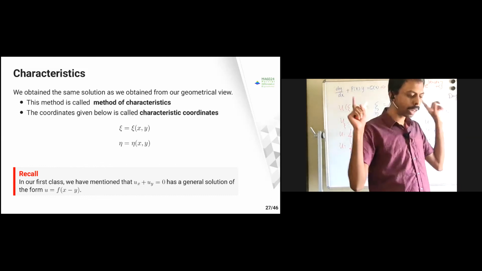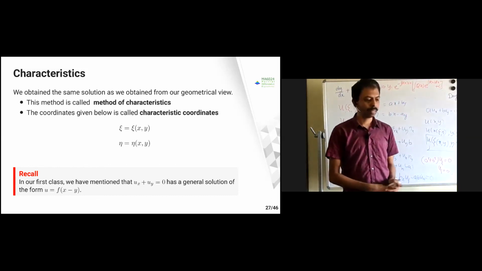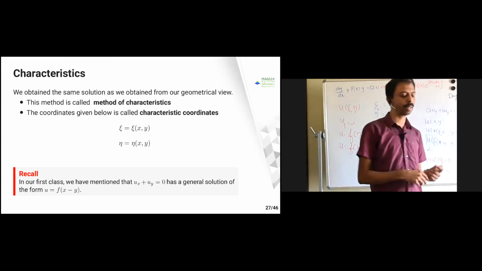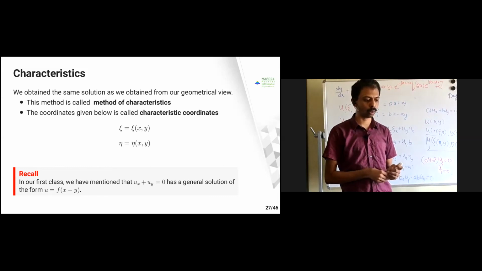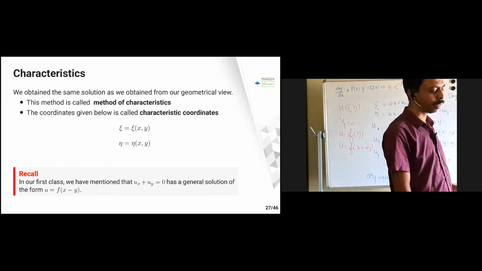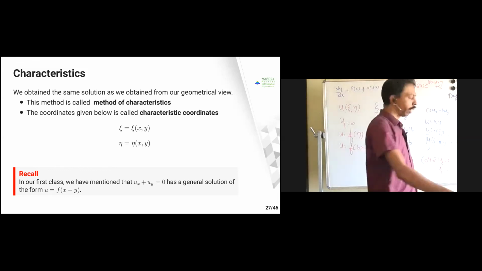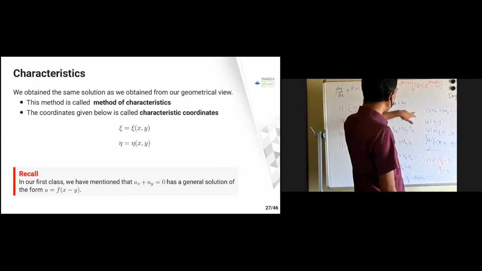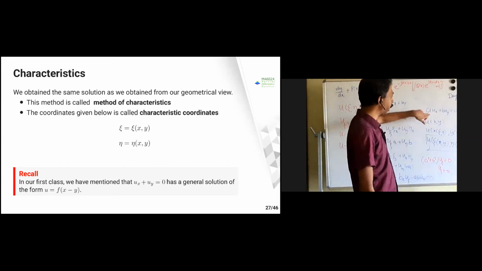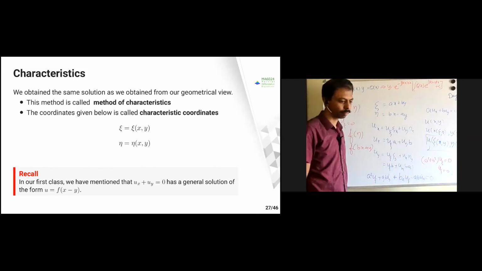Now recall in the very first class, we defined the equation u_x plus u_y equal to 0. Then we saw that e power x minus y is a solution. Then I said that the general solution will be of this form, f of x minus y. Now, if you put a equal to 1 and b equal to 1 in the equation a u_x plus b u_y, what is the solution? f of x minus y.